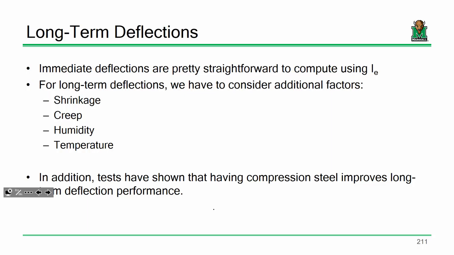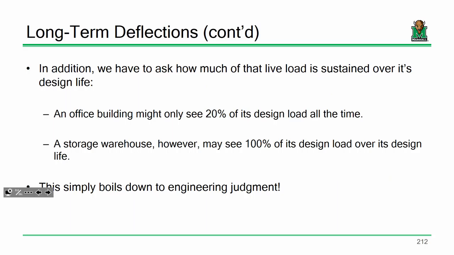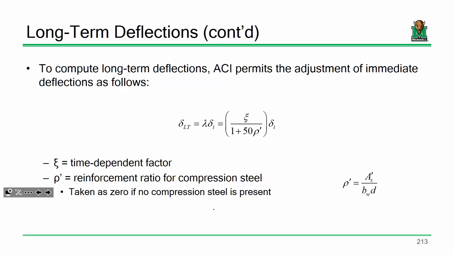However, over time, as we know, concrete properties change. With changes in humidity and moisture content, concrete tends to creep, there's shrinkage that goes along, etc. That can definitely change concrete properties over time. So we need to be able to modify deflections over the long term. It's also a function of how much of that load is sustained, and it just depends on the building project you're working on. Loads in a storage warehouse might have a different level of sustained load than, let's say, sustained loads in an office building. That just boils down to judgment. Again, we talked about this last time.